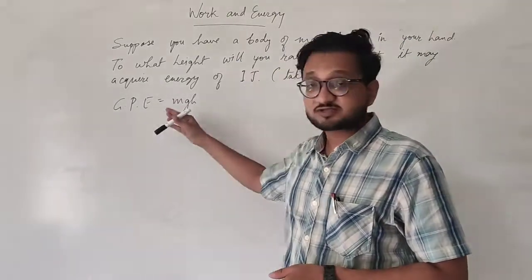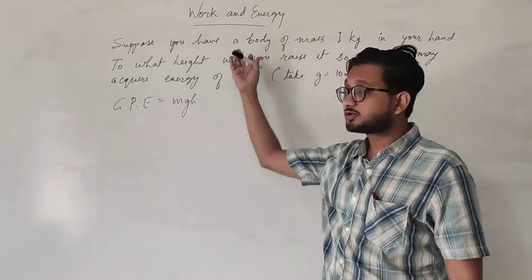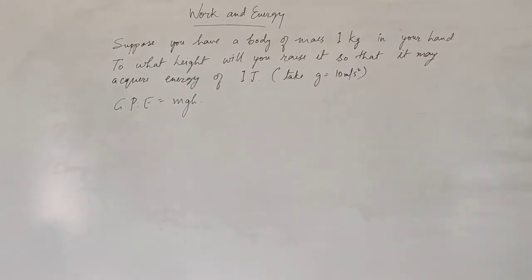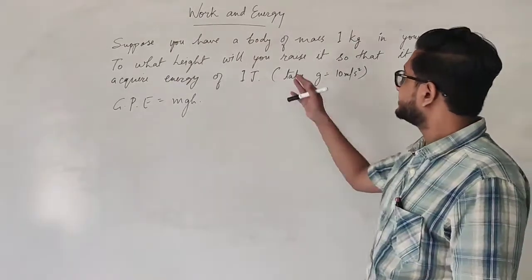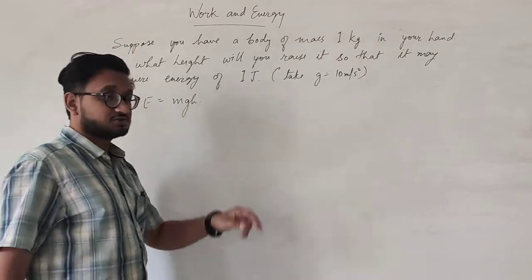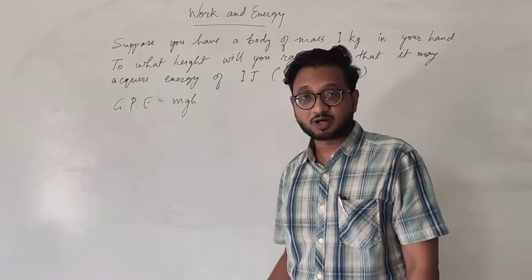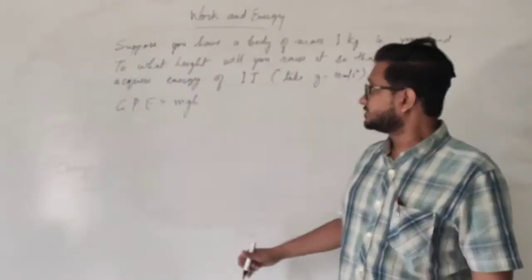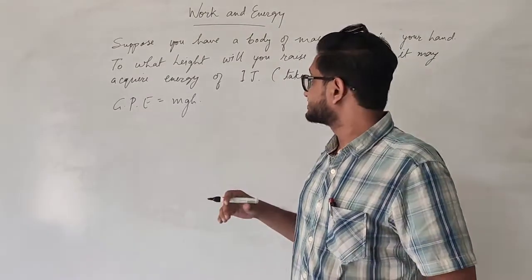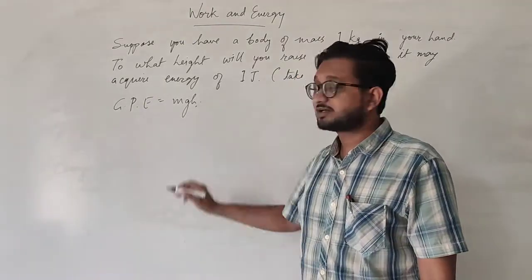Okay? And similar to this formula and what we studied in the previous topic, we are going to do a numerical. Suppose you have a body of mass 1 kg in your hand. To what height will you raise it so that it may acquire energy of 1 joule? So the question is that you have an object of mass 1 kilogram and you want to move it to a certain height in such a way that its energy becomes 1 joule. So what would be the height?